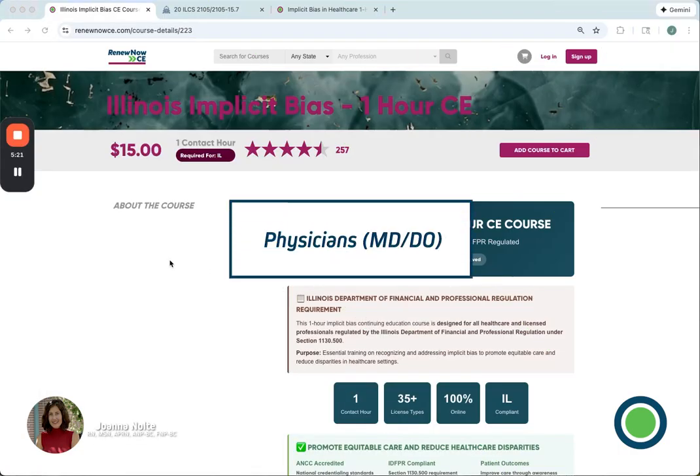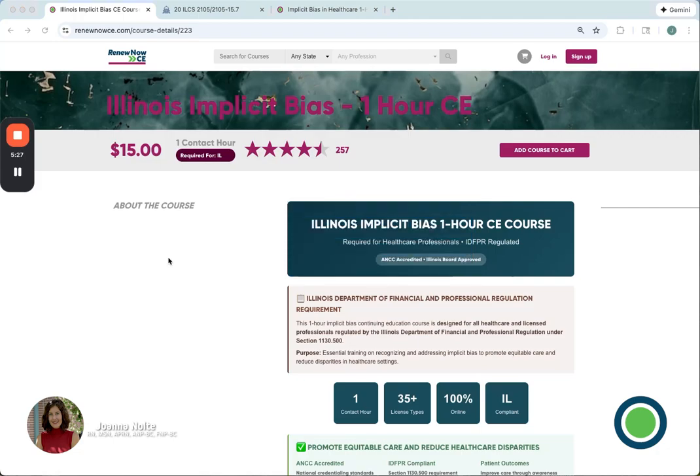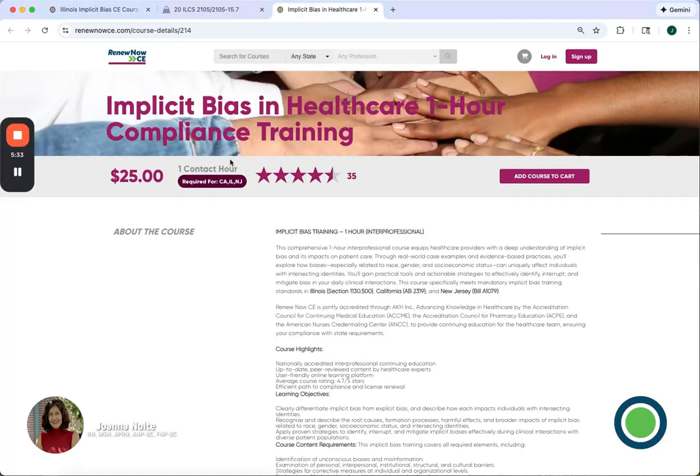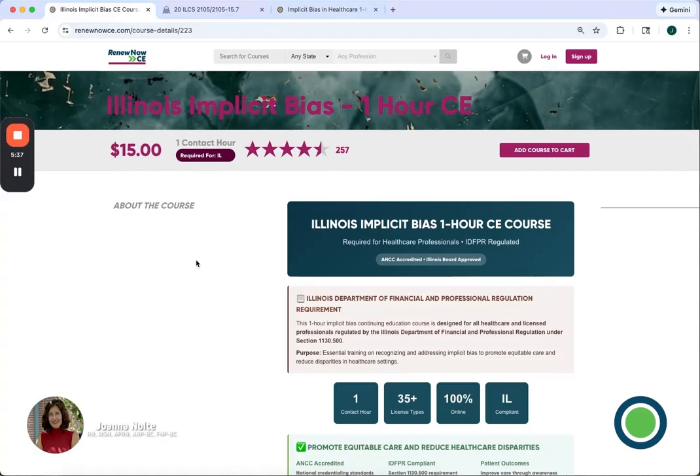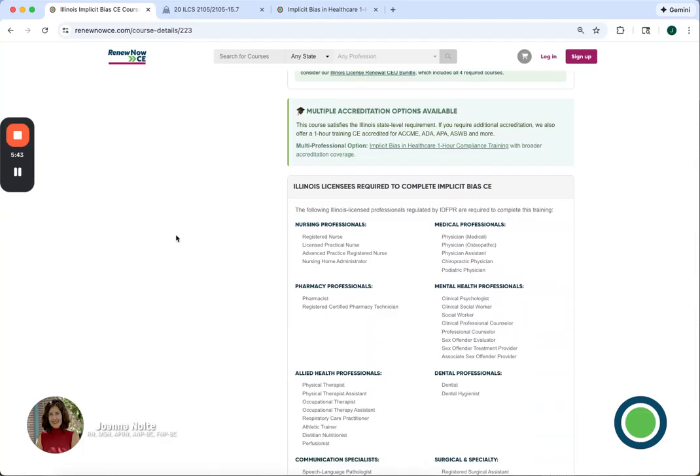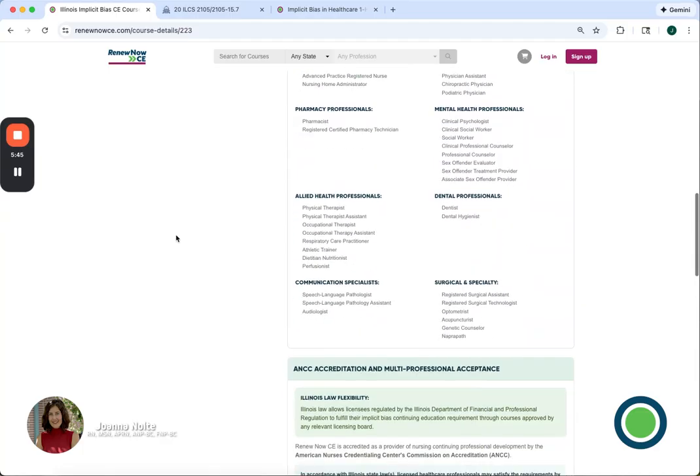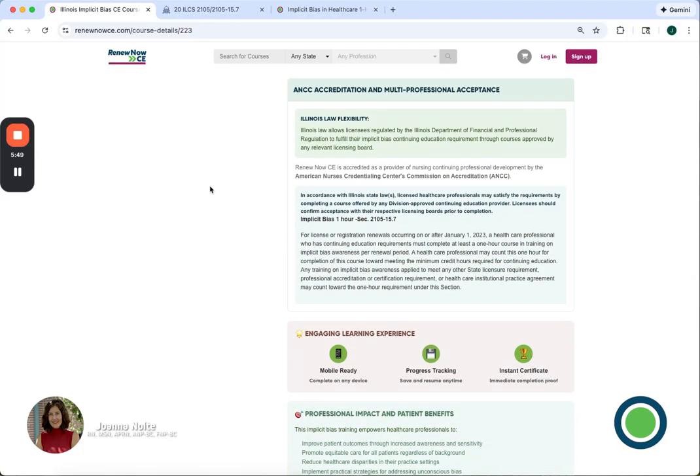All right, let's get into some specifics about how this course, Illinois Implicit Bias 1-hour CE, works specifically for physicians, MDs, and DOs, and how this one provides additional accreditation. First, the Illinois Implicit Bias 1-hour CE works for medical doctors, physicians, medical and osteopathic by the accreditation standard and Illinois law. So the Illinois law allows licensees regulated by the Illinois Department of Financial and Professional Regulation to fulfill their implicit bias continuing education requirement through courses approved by any relevant licensing board.